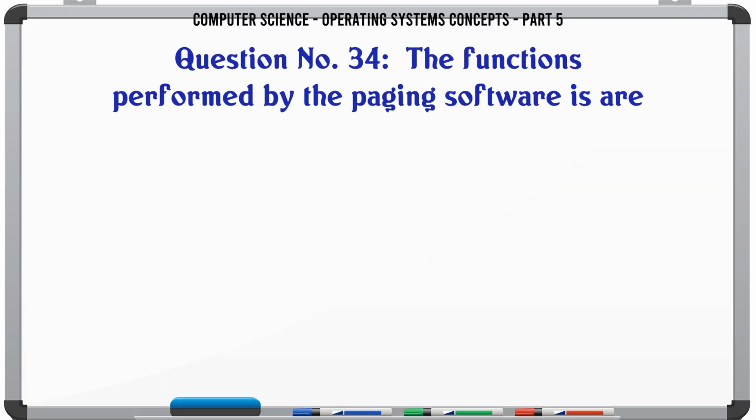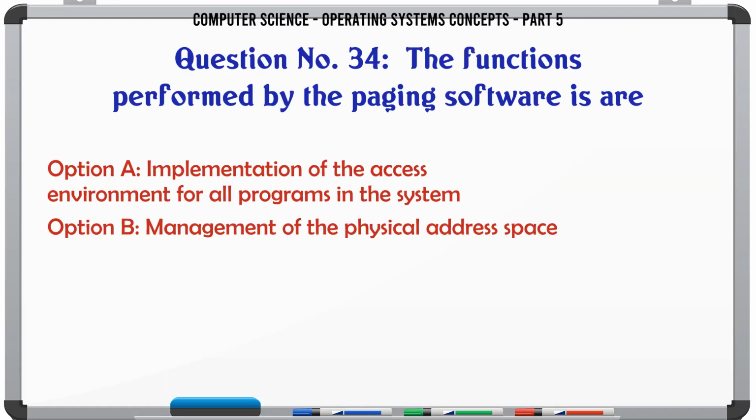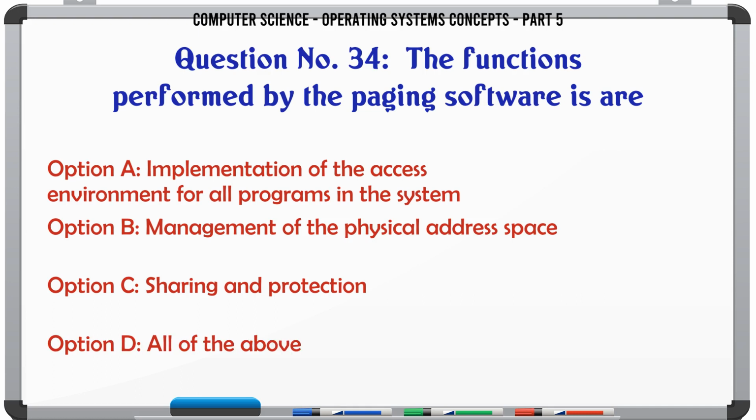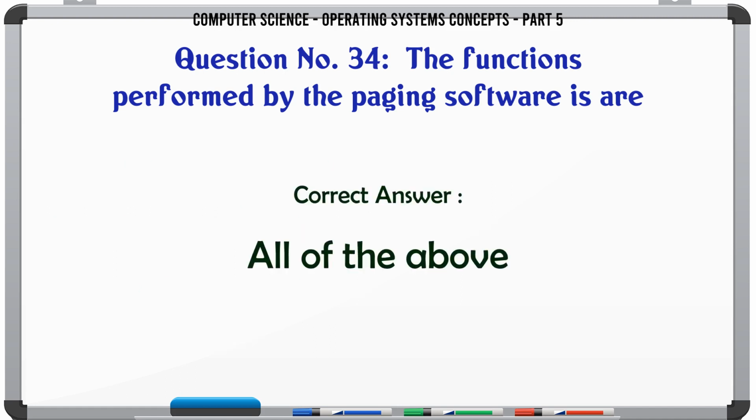The functions performed by the paging software are A. Implementation of the access environment for all programs in the system. B. Management of the physical address space. C. Sharing and protection. D. All of the above. The correct answer is all of the above.